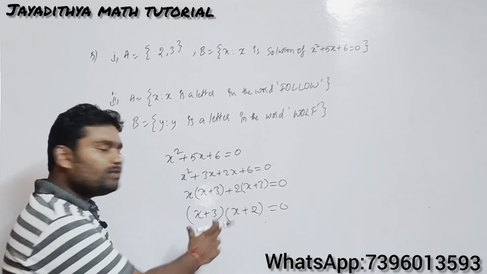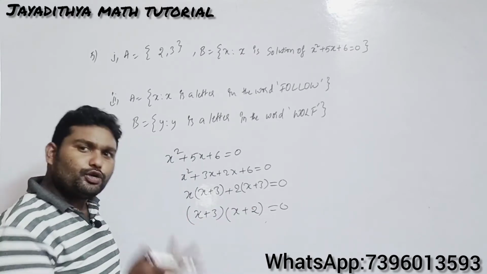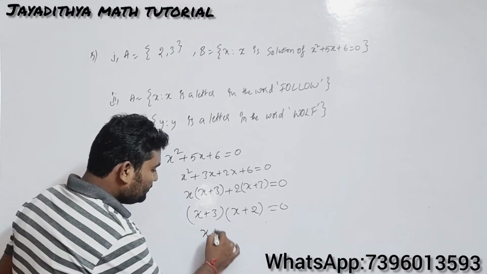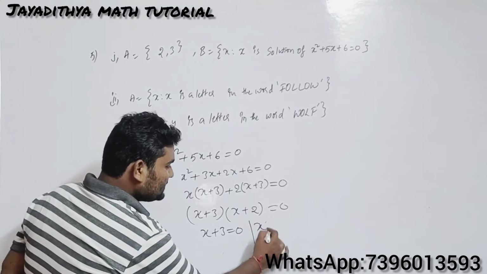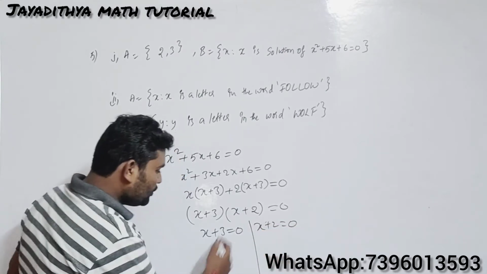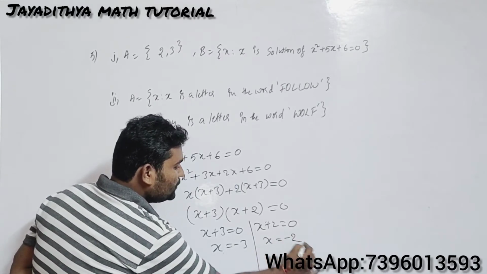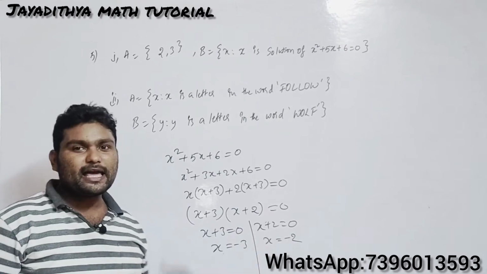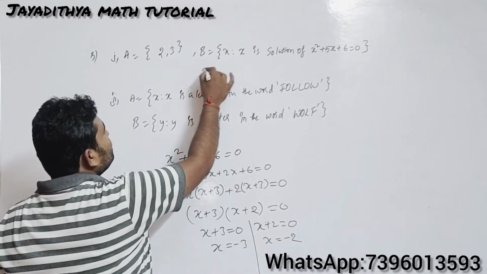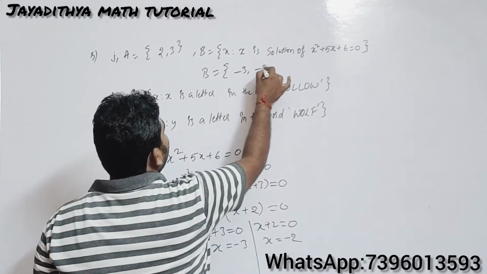So the product of two numbers is equal to 0. That means one of them must be equal to 0, or both can also be equal to 0. So what I am doing here, x plus 3 is equal to 0. I am taking it as one case, and the second case as x plus 2 is equal to 0. Here I will be getting x is equal to minus 3, and here I will have x is equal to minus 2. So what are the values for x I got here? That is minus 3 and minus 2. So if I convert this into roster form, I will have {minus 3, minus 2}.